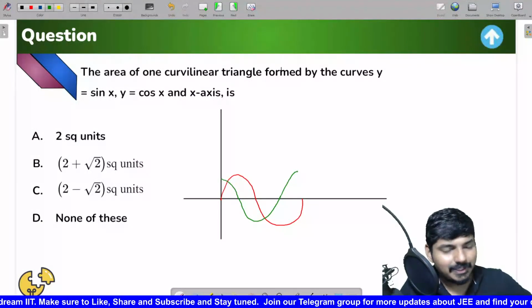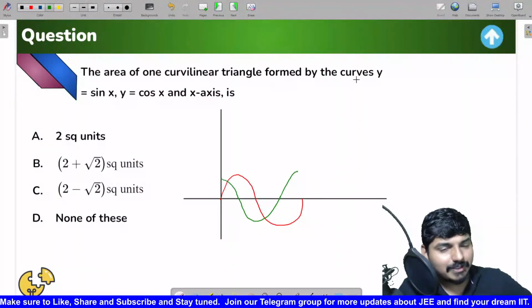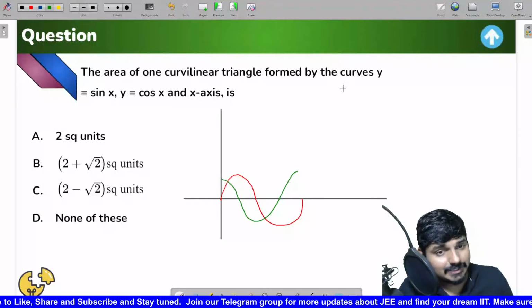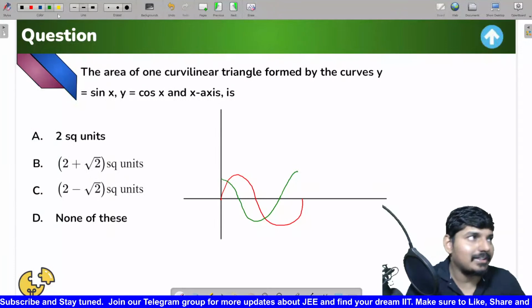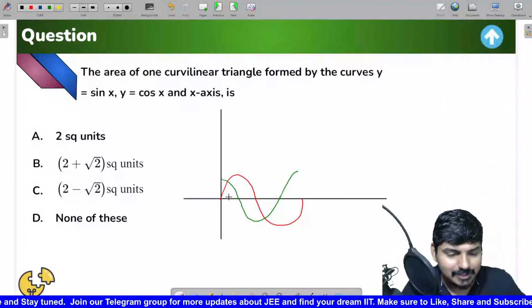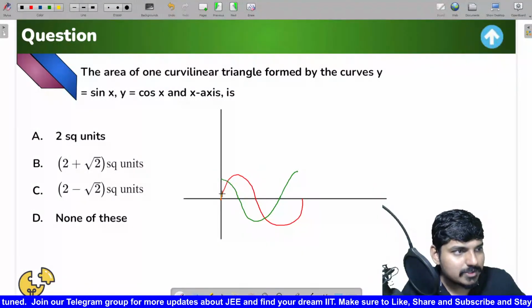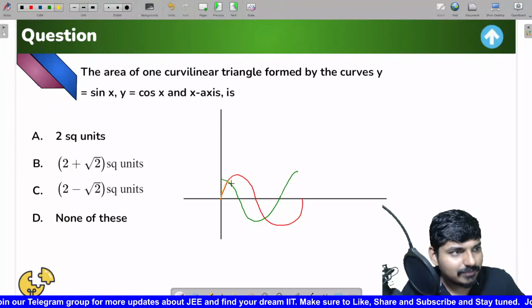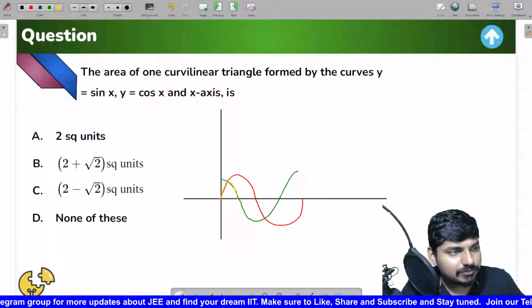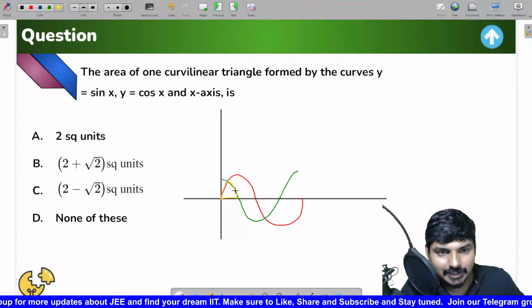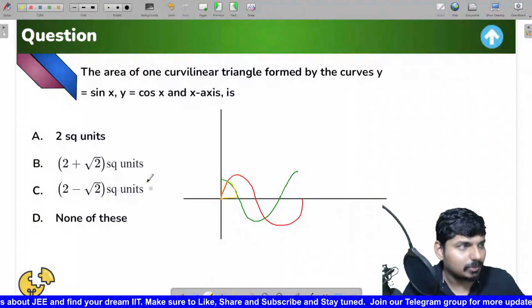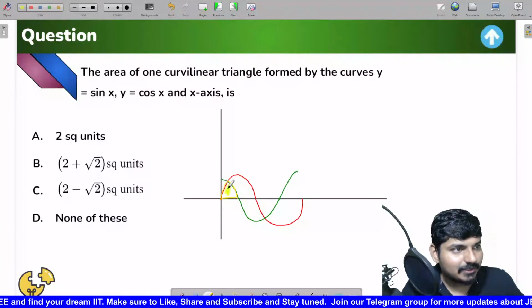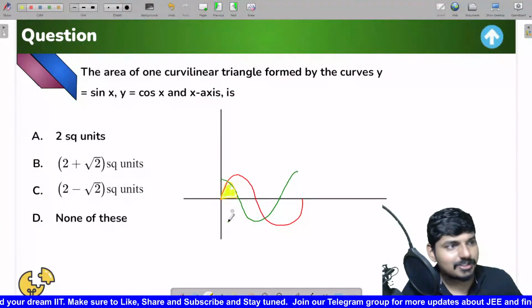One curvilinear triangle is formed by which curve? By the sin x, cos x and x axis. So what is this curvilinear triangle? If you look here, with the yellow marker I'm shading, you see this is a curvilinear triangle which is formed between the sin x, cos x and the x-axis. So he's asking you what is the area of this particular region going to be?